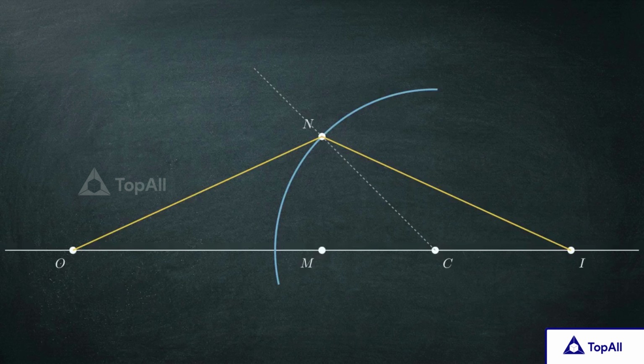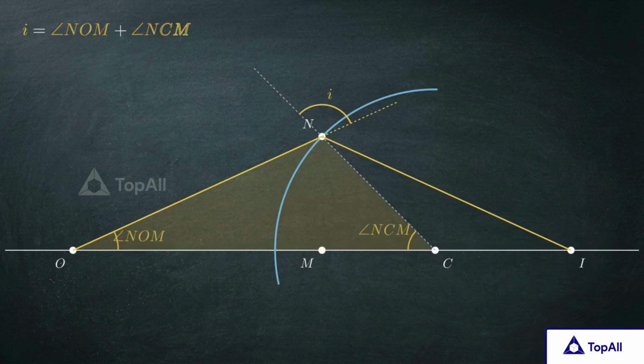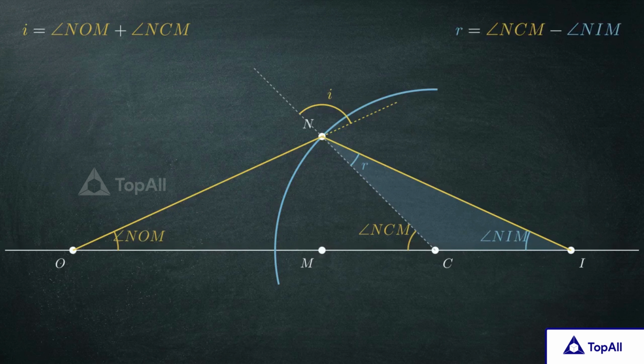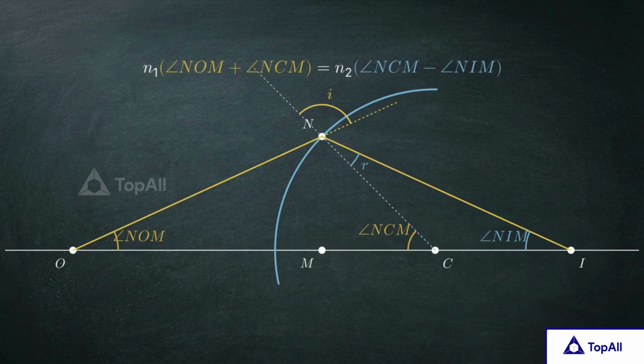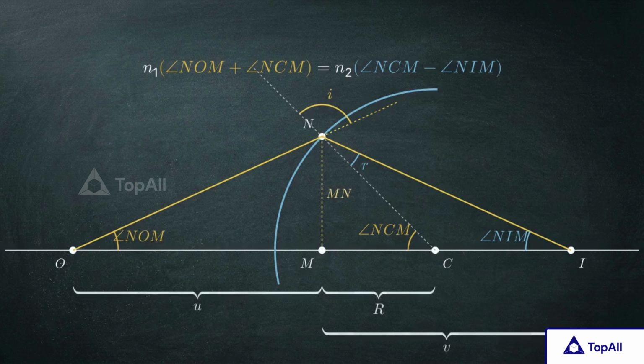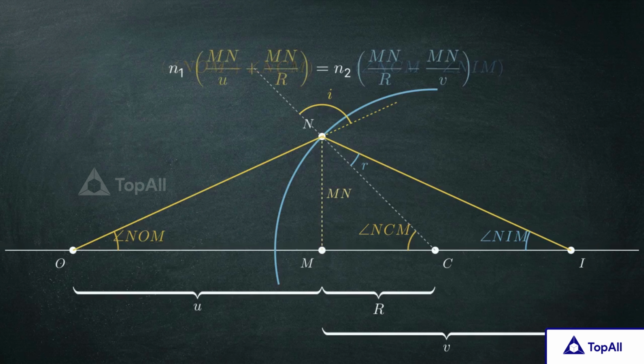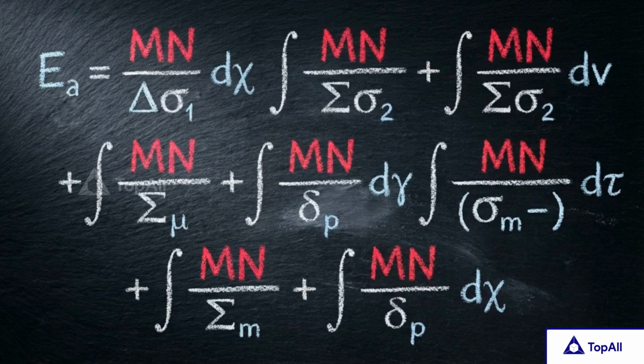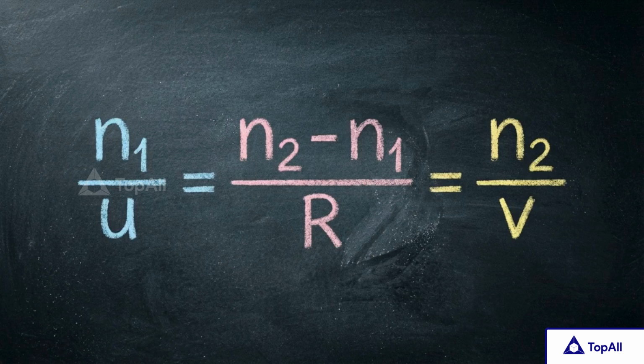Next, we evaluate the geometry. Looking at triangle ONC, the exterior angle of incidence i equals the sum of interior angles at O and C. Using triangle NCI, the refraction angle r equals the angle at C minus the angle at image point I. We substitute these definitions for i and r straight back into our simplified Snell's law equation. Because small angles in radians roughly equal their tangents, we replace the angles with the ratio of point N's physical height over their respective distances along the principal axis. Since the vertical height, MN, now appears in every single term, we can factor it out completely. The vertical height of the incident ray cancels itself out.